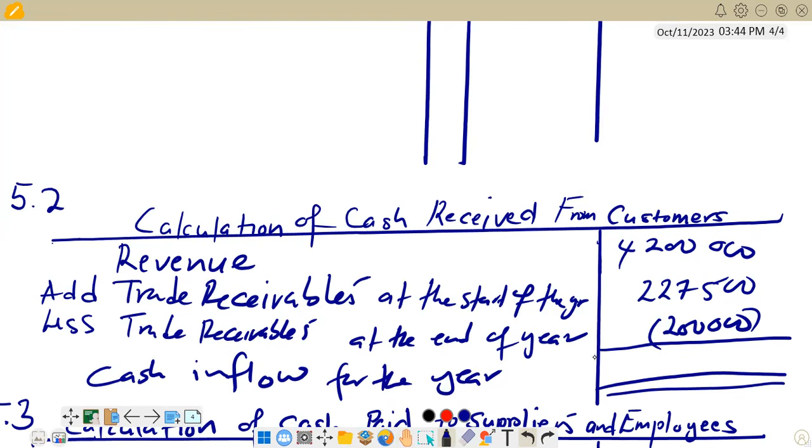Right. So if you say 4,200,000, then you add 227,500, then you subtract 200,000. Here you are supposed to get 4,227,500. So this is the net figure that we are going to put there in our cash flow.